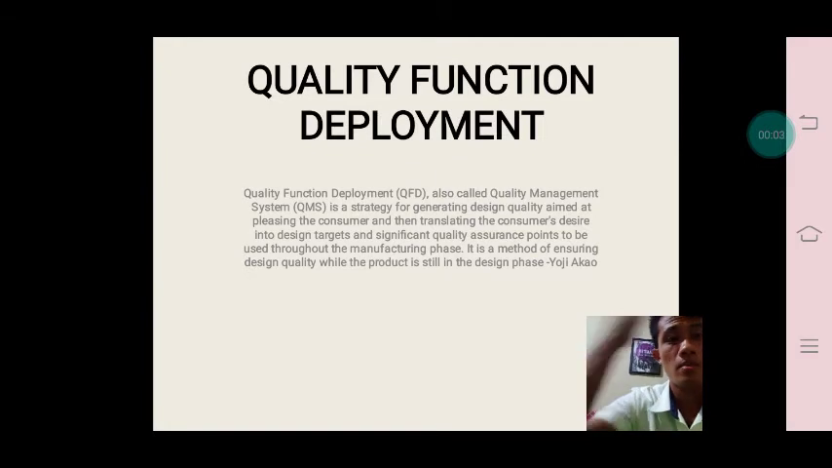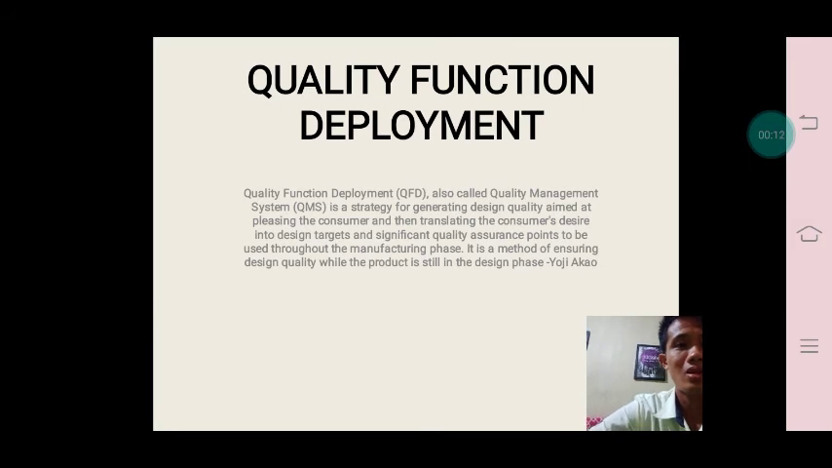Quality function deployment, also called quality management system or QMS, is a strategy of generating design quality aimed at placing the consumer first and then translating the consumer desire into design targets and significant quality assurance points to use throughout the manufacturing phase. It is a method of ensuring design quality while the product is still in the design phase.